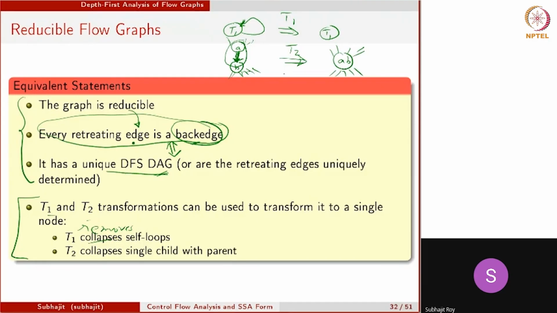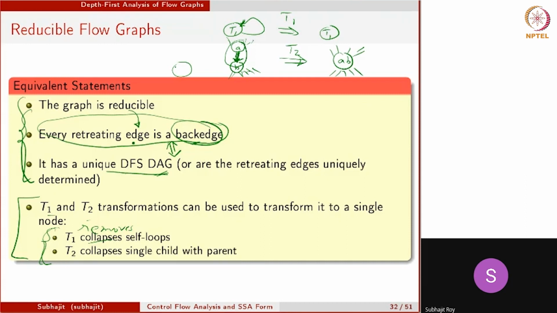Now, what this says is that if you keep on applying the T1 and T2 transformations again and again on a reducible flow graph, then you will end up with a single node eventually. It's a very interesting observation. Hats off to the person who came up with this, but that's what it says. So if you keep on applying transformations like this, you will always eventually come to a single node.